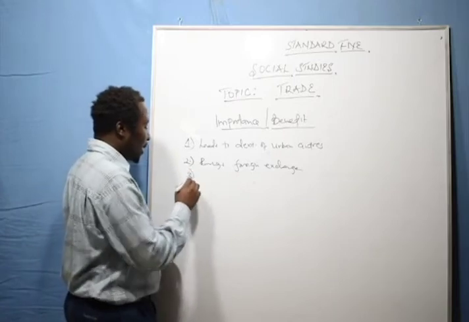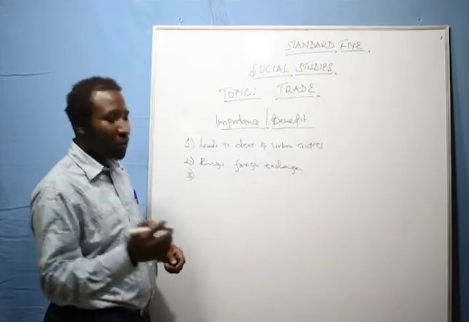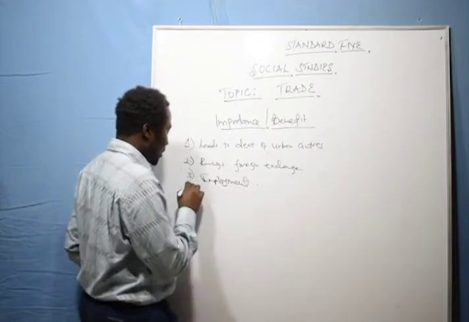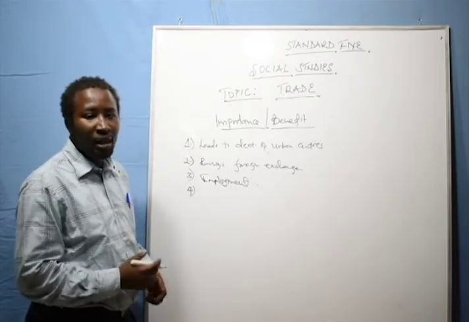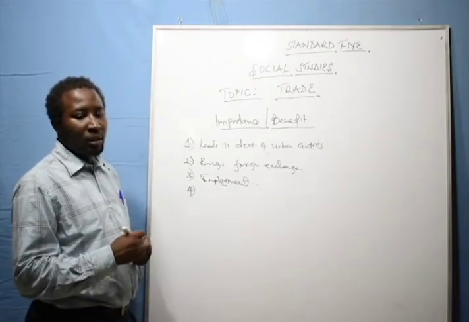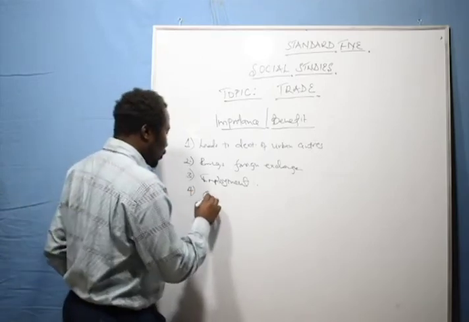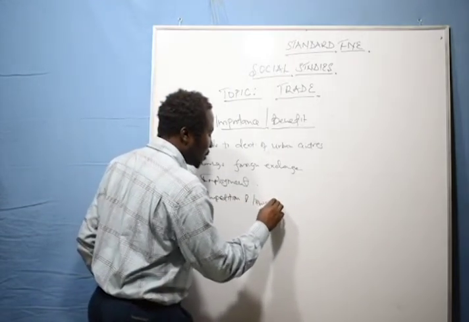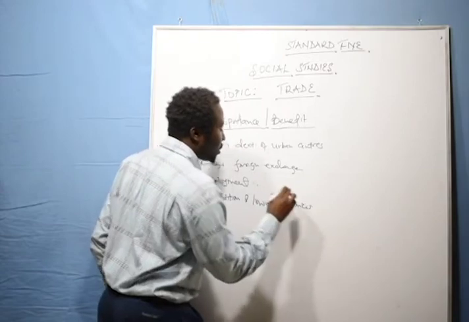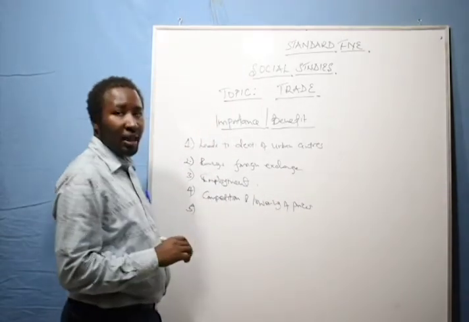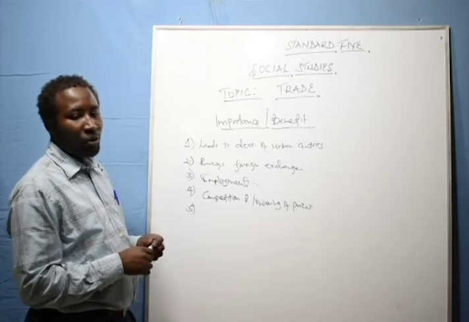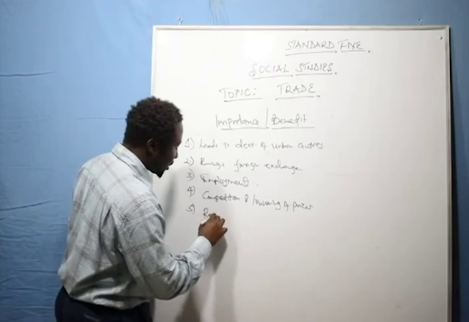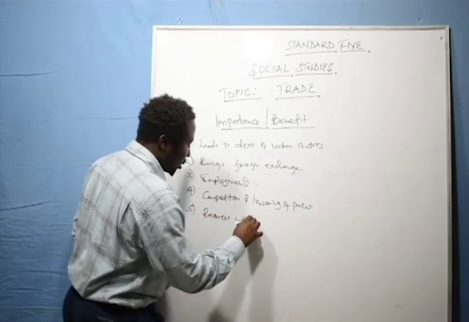So lastly, as we wind up, we have employment opportunities. We are able to get employment opportunities, okay? That's where people are able to get employed, so it's very important. Another one is that it enhances competition and lowers prices, so we are able to get goods at an affordable price. And lastly, we are able to earn money. Our country is able to use its resources well. Thank you so much.